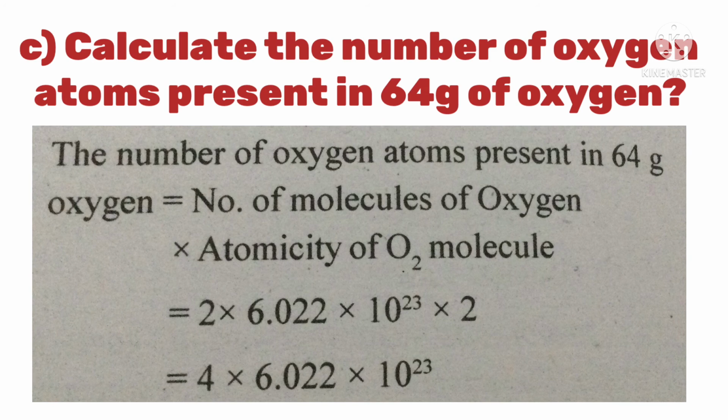C. Calculate the number of oxygen atoms present in 64 gram of oxygen. The number of oxygen atoms present in 64 gram of oxygen is equal to number of molecules of oxygen into atomicity of O2 molecule. That is equal to 2 into 6.022 into 10 raised to 23 into 2. That is 4 into 6.022 into 10 raised to 23.